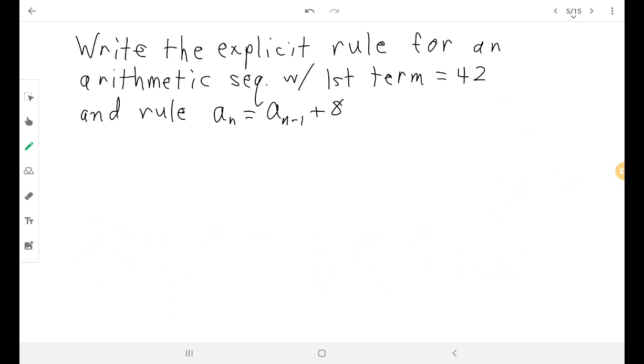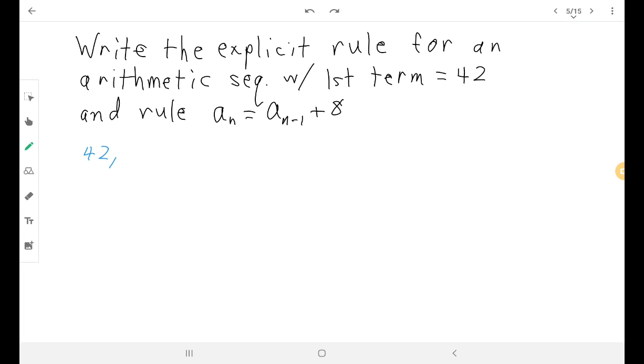We want to write an explicit rule for an arithmetic sequence with the first term being 42 and a rule that says add 8 to get the next one and the next one and the next one. So let's explore that. Let's write down a few of these, and then we'll try and write the explicit rule, and then we'll double check whether that's helping, things of that nature.